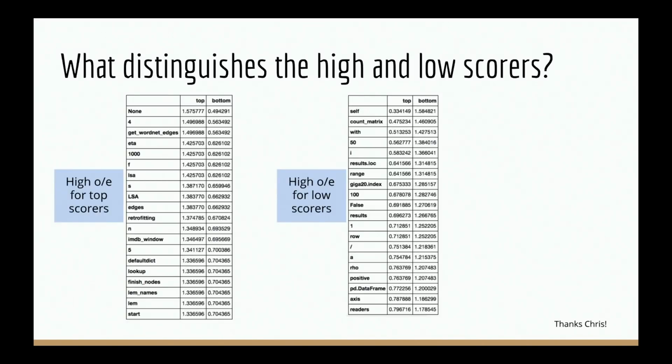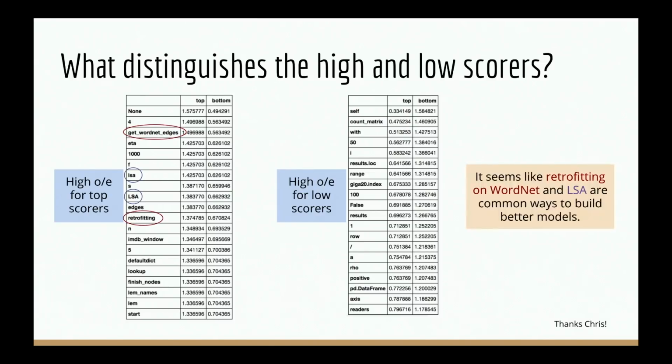So what Chris did was calculate the observed over expected scores after separating all the bake-off entries into the top scoring teams and the bottom scoring teams. On the left here, we have the words that are more likely to appear for top scoring teams. And over here, we have the ones that are more likely to appear for the bottom scoring teams. So that helps you get an idea of what distinguishes the really good models from the weaker models. It seems like retrofitting on WordNet and using LSA are common ways to build better models from this rough analysis.